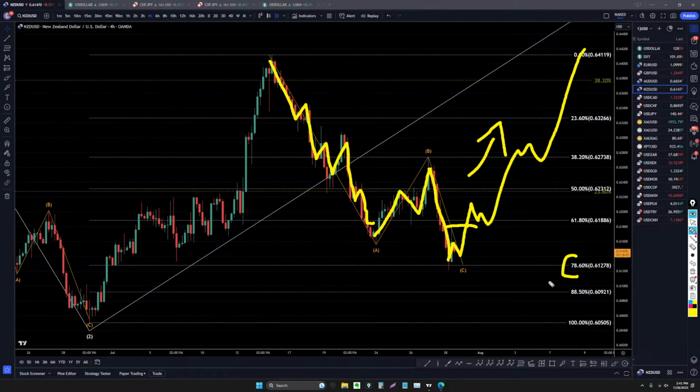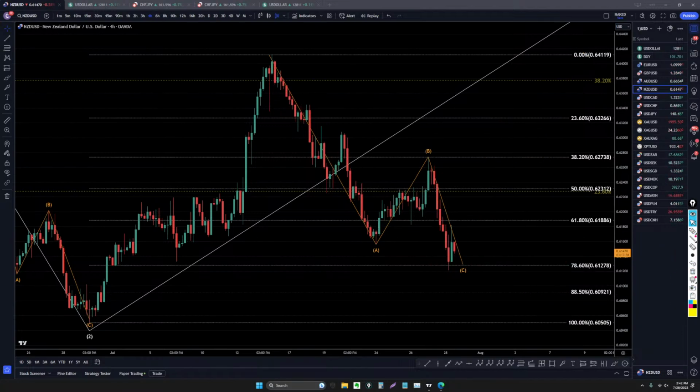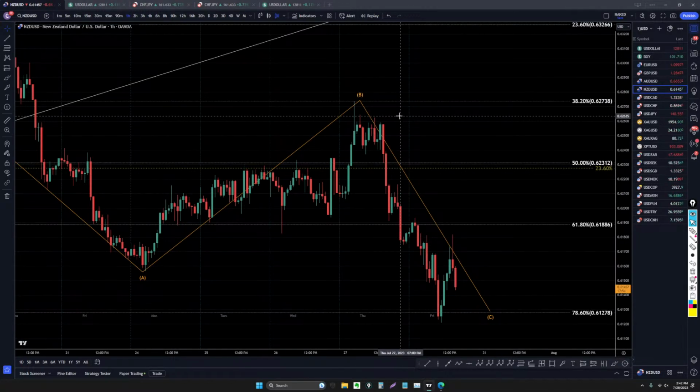So anyways, it looks like we have an ABC Kretzen possibly right to the 78% Fibonacci level. It looks like a possible ABC Kretzen, and if that is the case, then it will end up continuing back up. So let's take it down to the 1-hour time frame.